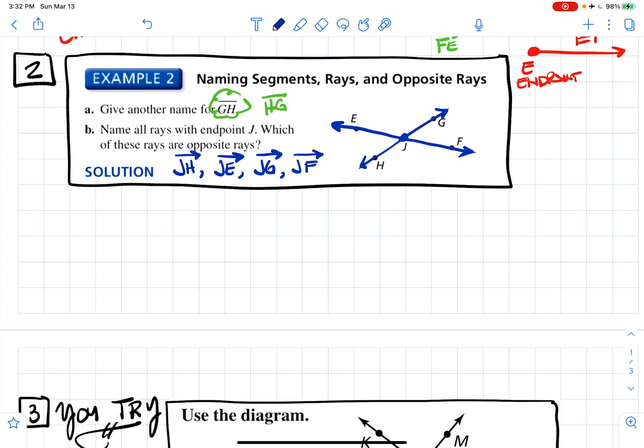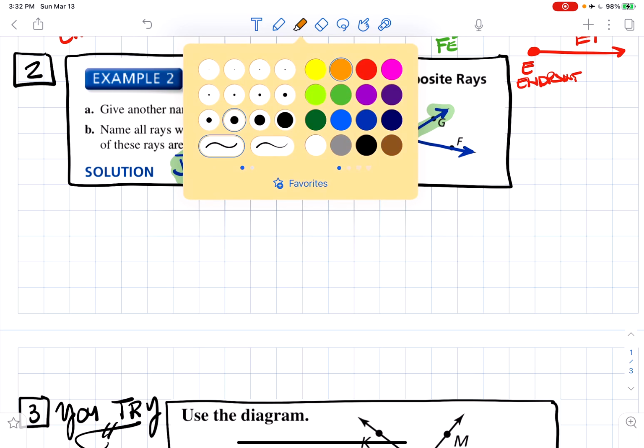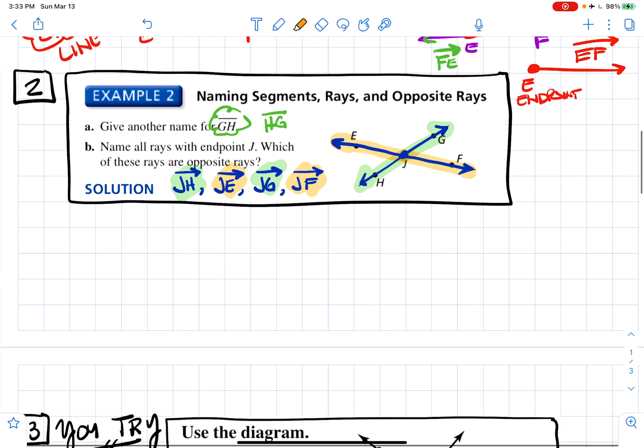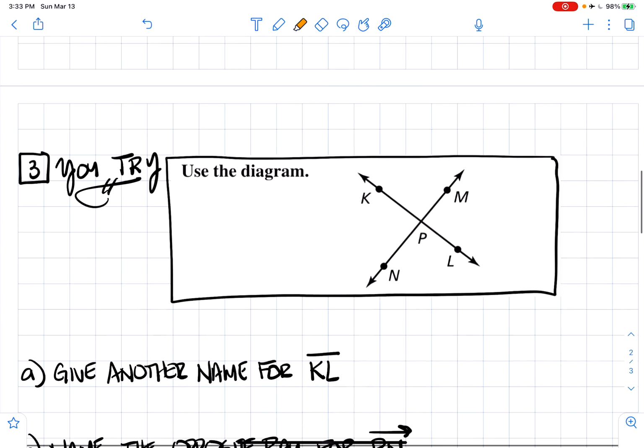Now it says which of these rays are opposite. So rays JH and JG are opposite, so I'll highlight those for you. And then I'll highlight the other ones in orange. So JE and JF. So these guys over here are opposite rays. Remember, they're just pointing in opposite directions, and they are guaranteed to be collinear, which we'll get into later. So there's box 2 for you.